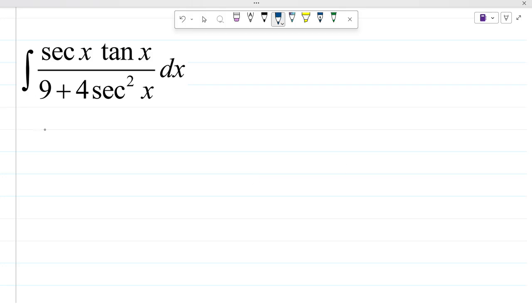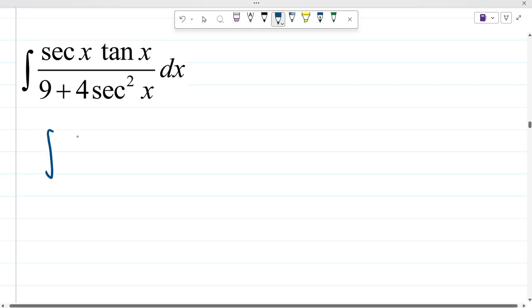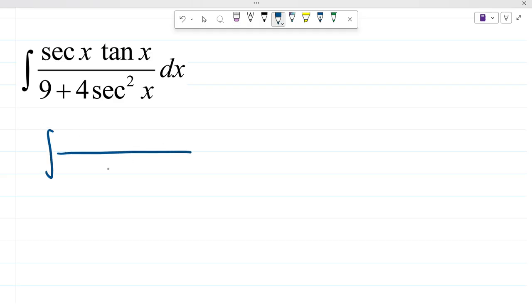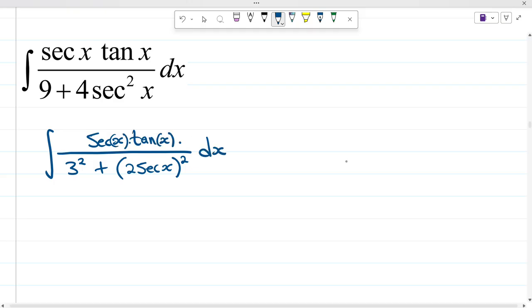So what we need to do as well for this question is to rewrite it first in a nice way so that we can see our f of x is equivalent to this, and then make sure that what we have is right. So when we check this, 9 is the same as 3 squared, and then plus 4 is the same as 2 squared. Sec squared is the same as sec to the power of 2. So sec of x to the power of 2. And then here on our numerator we had sec of x tan of x, then dx.